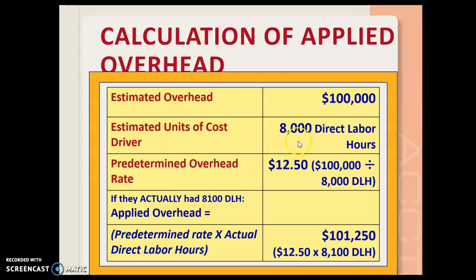Now, this takes a look at our estimated overhead, our estimated cost driver, and our predetermined overhead rate. What if they actually had 8,100 direct labor hours during the year instead of the 8,000 that they thought they would have? Then we would end up having applied overhead based on how many direct labor hours we actually had that year. Just like with the 22.4, we would have taken the actual direct labor hours for each job and multiplied it by $12.50. So by the end of the year, we would have multiplied 8,100 times $12.50, which would have given us a total applied overhead of $101,250.